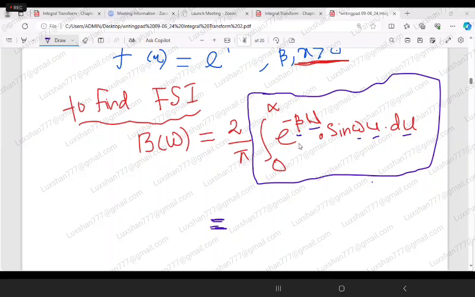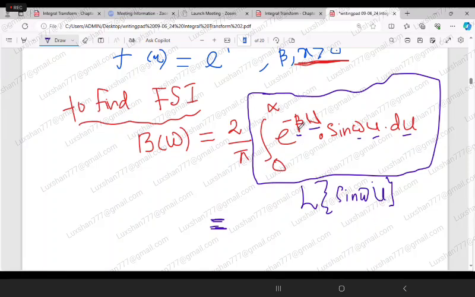No. What is this? Now if you think of u as your t, omega as your a, and beta as your s, so actually what is this? This is nothing but the Laplace transform of sine omega u, isn't it?